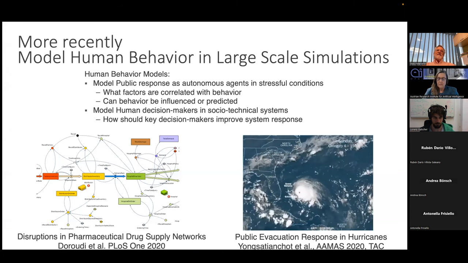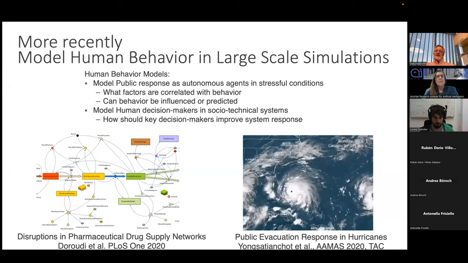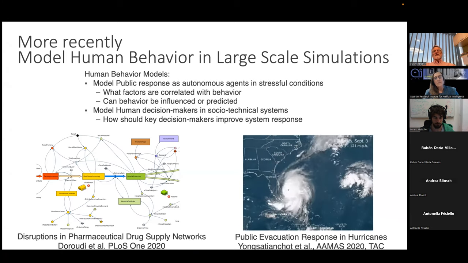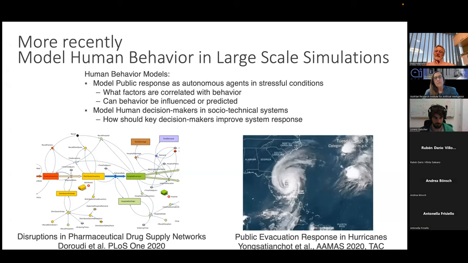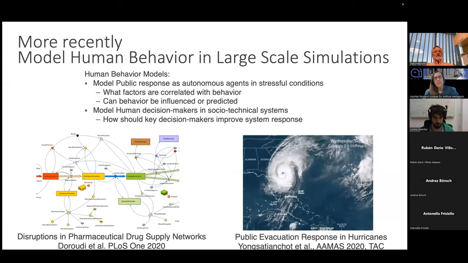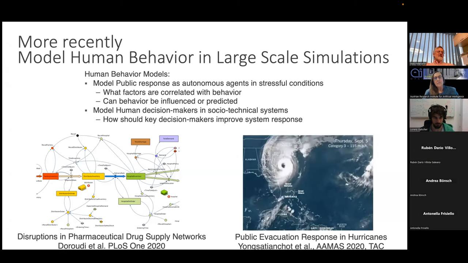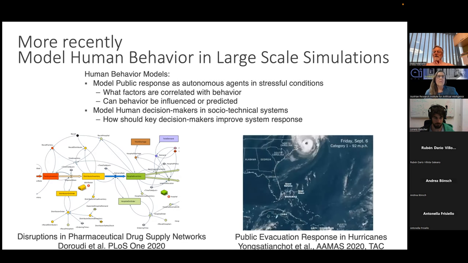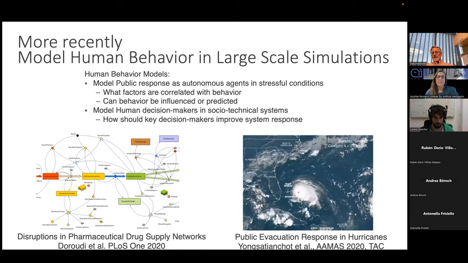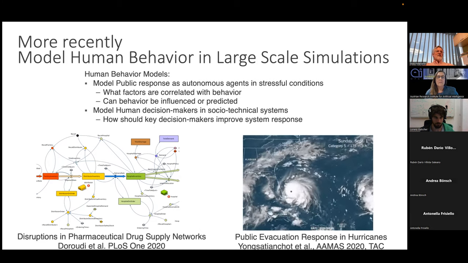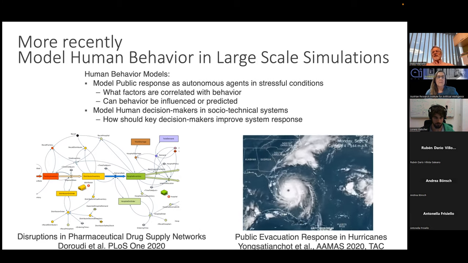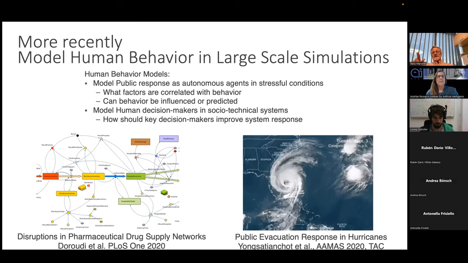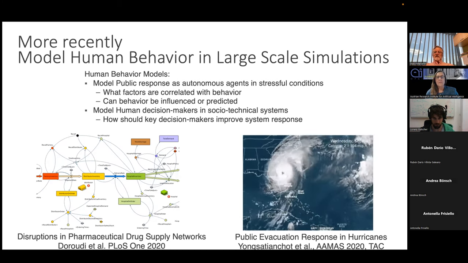But more recently, I've been involved in these large scale simulations, in particular looking at things like, can we use models of emotion and cognition to predict whether or not people are going to evacuate during a hurricane? And does that tell us something about how we can actually influence that decision? Additionally, we've been looking at pharmaceutical drug supply networks. So this is work where we're modeling how the stress of a pharmaceutical shortage influences the decision makers. At the beginning of this talk, I'm going to be talking about the emotion modeling that's going into virtual humans. Later on in the talk, I'll start talking about this work by Yang, Satie and Cho on modeling people's decision-making during hurricanes.